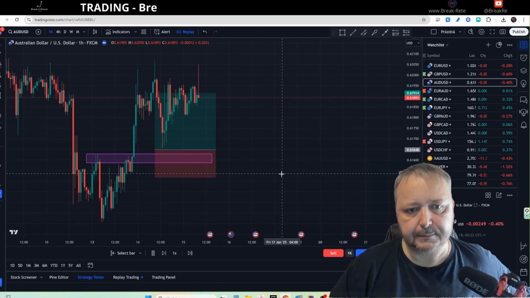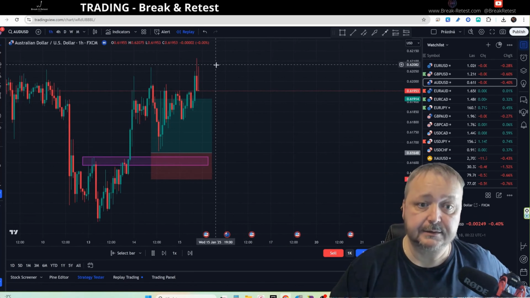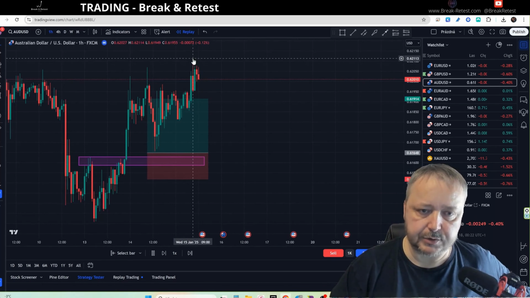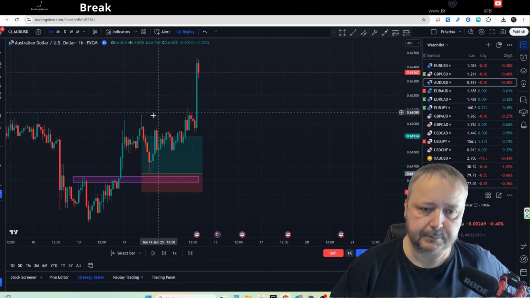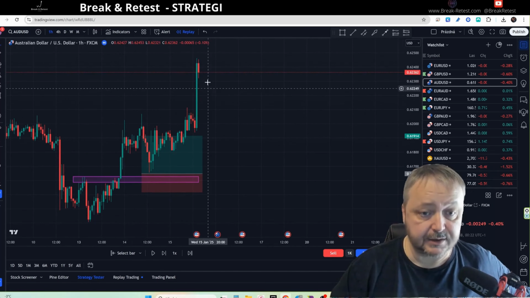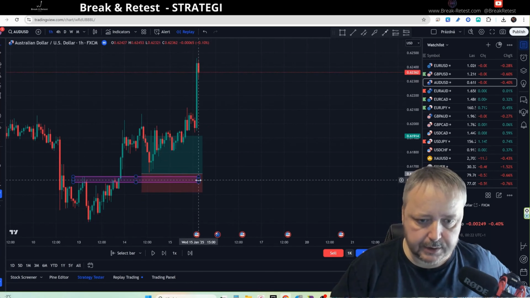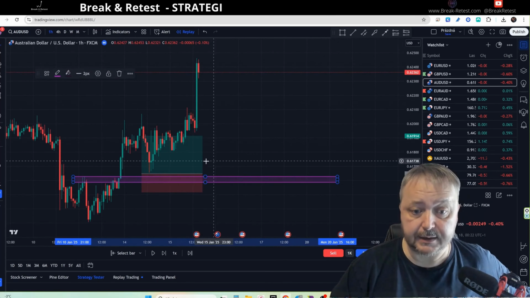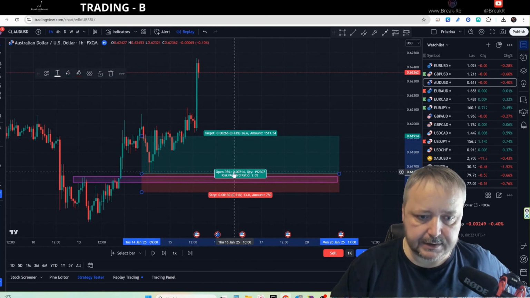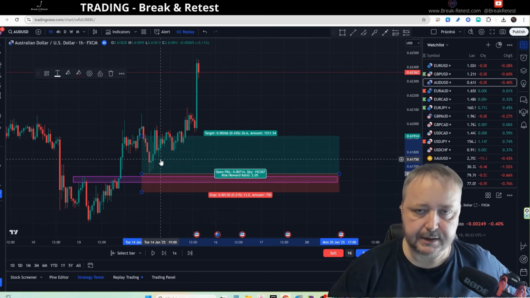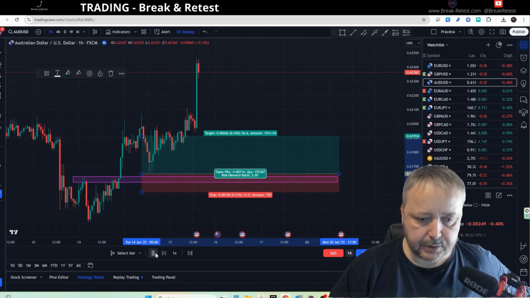So I'm waiting. Great. And now it fulfilled my assumption that when it makes a higher high, well, it beautifully did that, making a higher high than the first swing, which happened here. So I still have that zone valid, and I would still like to trade it. So I just have to wait and see if it comes back for that second retest of the zone. Let's take a look at that.